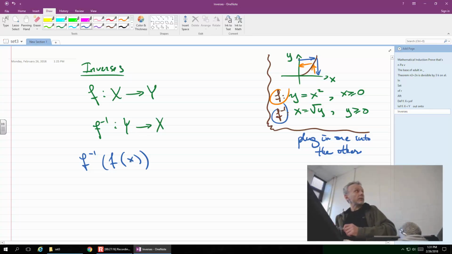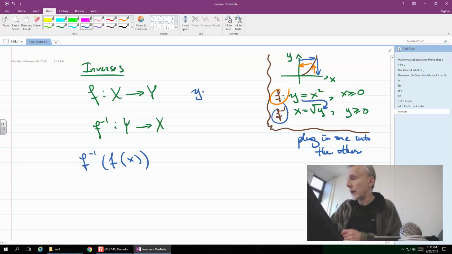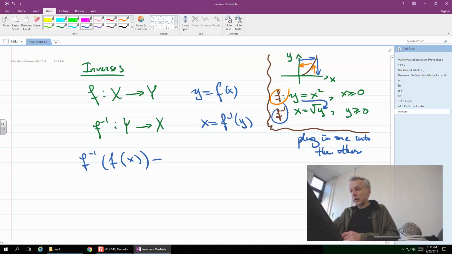If this looks too complicated, look at what's on the right. You can plug in x squared into y. The substitution is literal. This y goes right there. So y is equal to x squared, so you replace y with x squared. That's what the substitution is. You had y equal f of x, and now you have x is equal to f inverse of y.